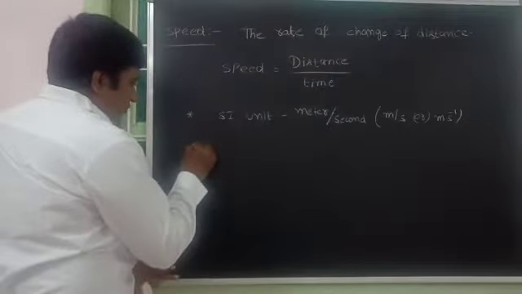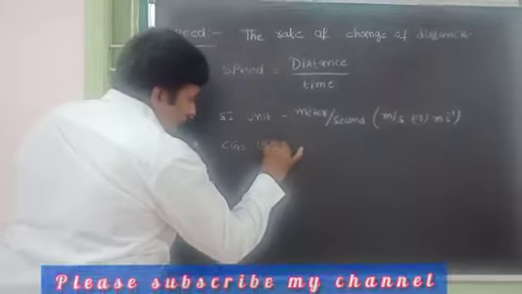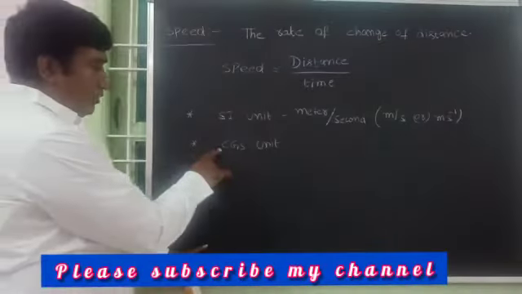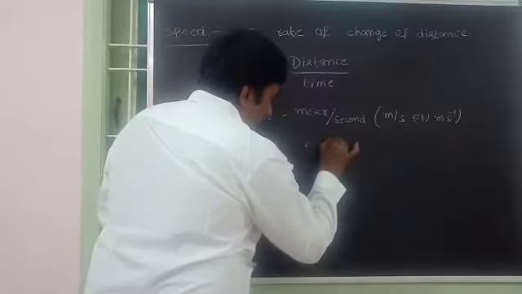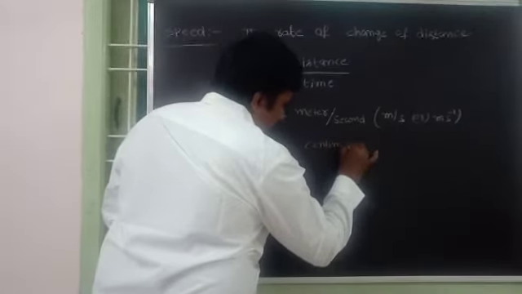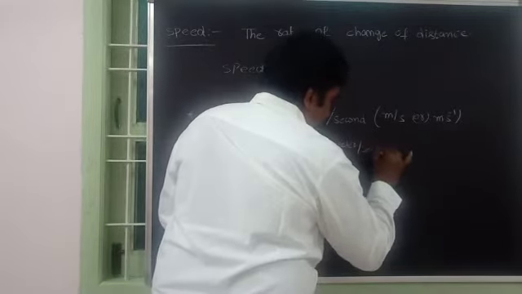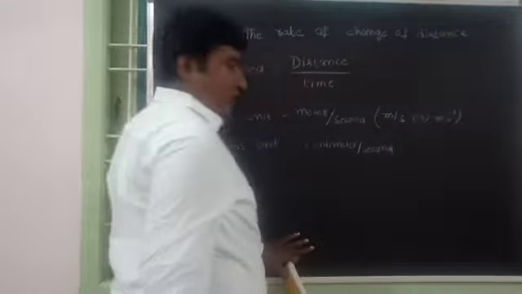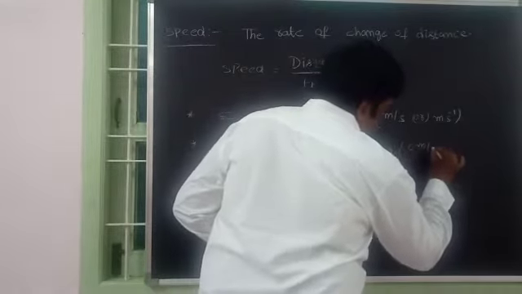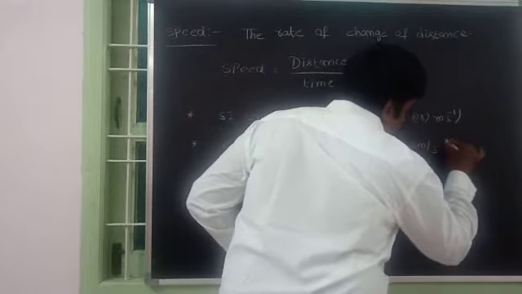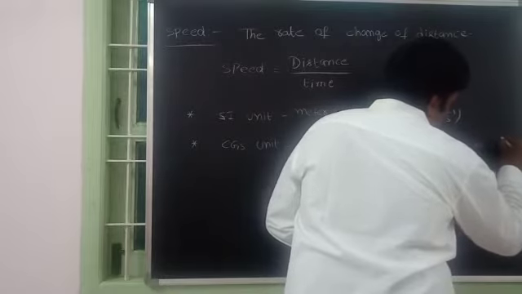In the same way, the CGS unit, in terms of centimeters, grams and seconds, is centimeter per second. In short form, we can write it as centimeter per second, or centimeter second to the power of -1.